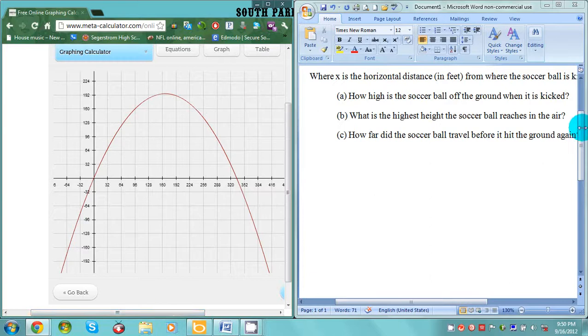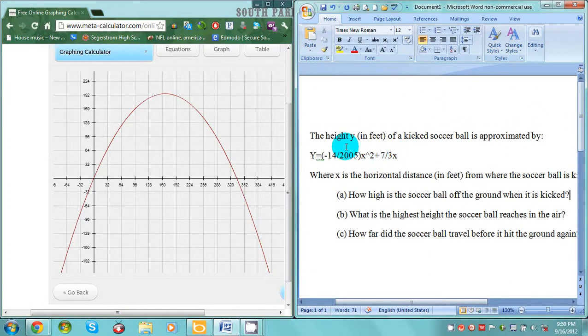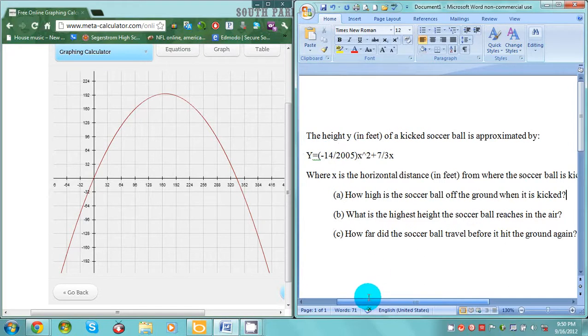Well, my problem is that it's about a soccer ball. Since I like to play soccer, I was thinking of soccer. What I was trying to do is kick the ball as far as I could and try to find how far it goes or how high it goes, so this is why I made this problem. I assumed that this is the problem to find the height in feet of a kicked soccer ball, where x is the horizontal distance.